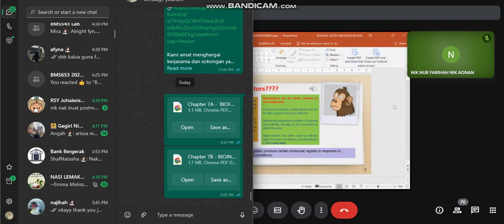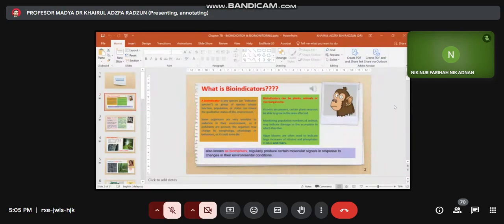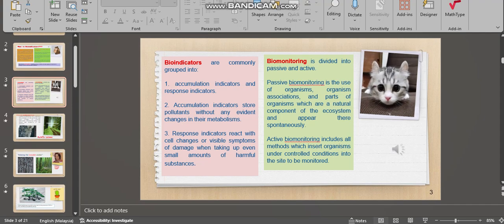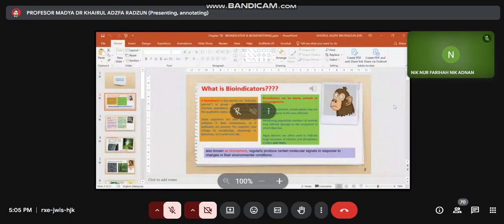This particular animal or plant, or whatever biological system, can allow us to know that contamination has happened in this area, because now we can see that this particular plant is dying, or this particular animal is running away from the area because of the contamination that has been deposited at that place. Some organisms are very sensitive to pollution in the environment. This is very important, whereby we need this sensitive organism to be used as a bioindicator.